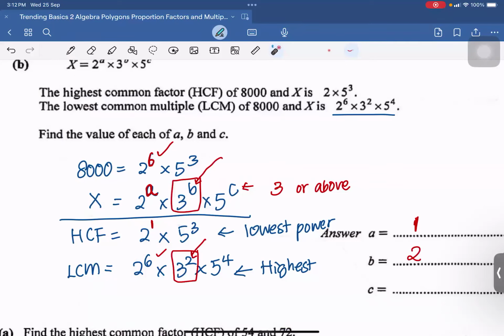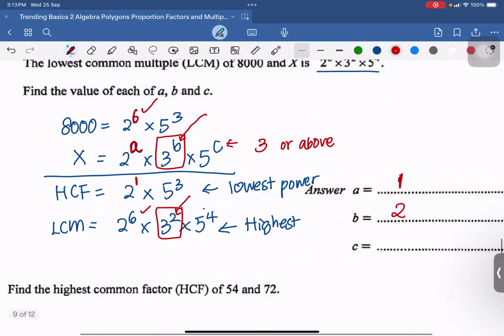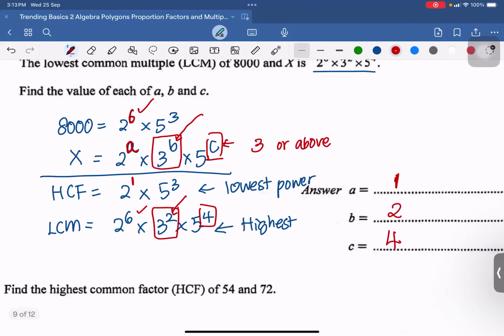Okay, then next one, C. I have the highest power. This one is power 3 already. So the highest power, the power 4, must come from C itself. So C will now become the power 4 answer. Okay, those who understand this question already, you can raise up your hand. Those who still don't understand, you can ask me later. You understand or not? Okay, sure, confirm. Okay, then I continue, okay?